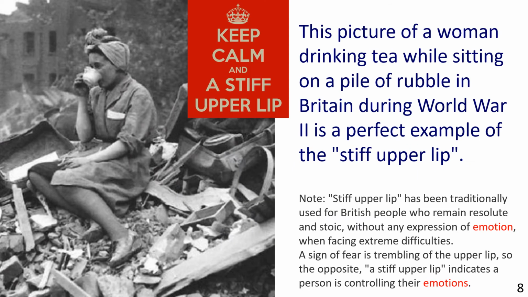Next, we see an old photograph from World War II Britain. Sentence example: this picture of a woman drinking tea while sitting on a pile of rubble in Britain during World War II is a perfect example of the stiff upper lip. Note, stiff upper lip has been traditionally used for British people who remain resolute and stoic without any expression of emotion when facing extreme difficulties.